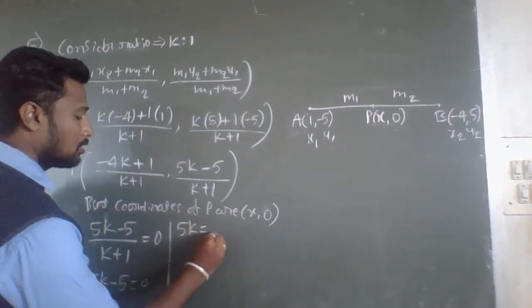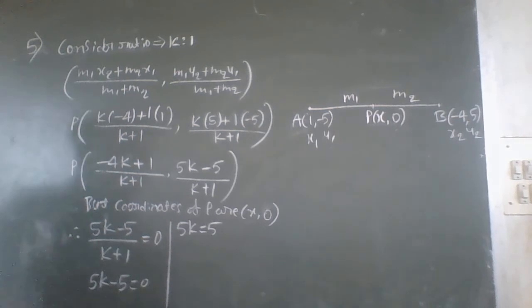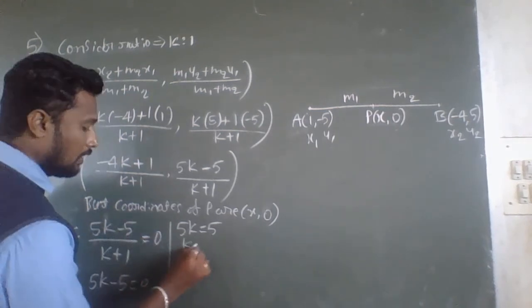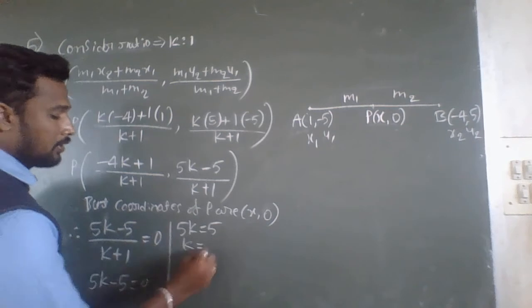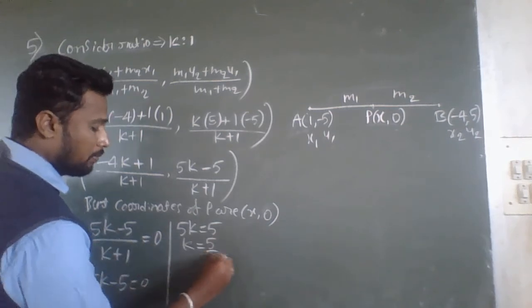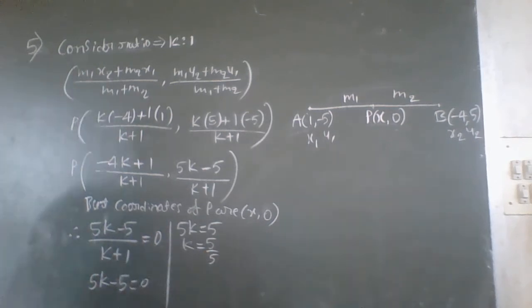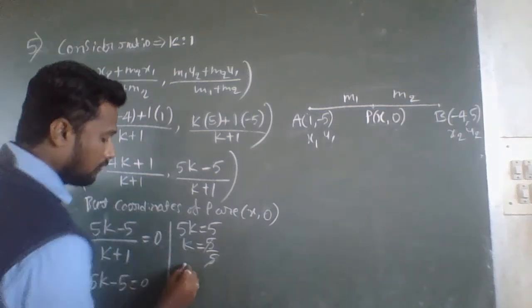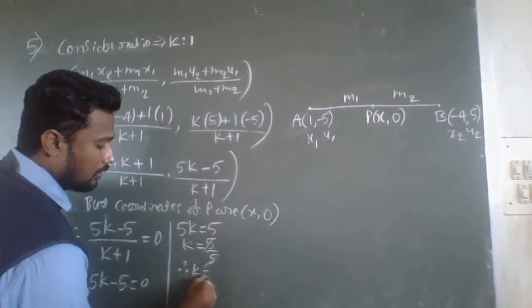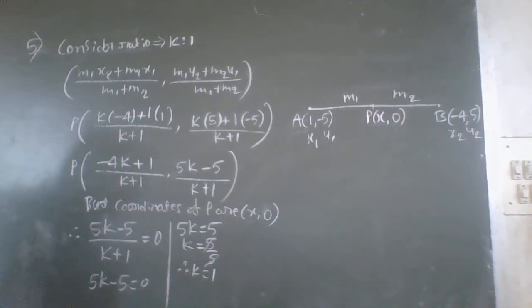5k is equal to 5. So now to get this k value, again I will move this 5 to the right hand side. Therefore, 5 divided by 5, what will we get? 5 on the 5 on the... Therefore, the k value is equal to 1.